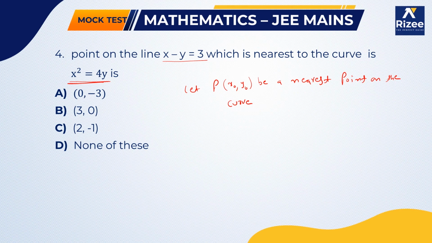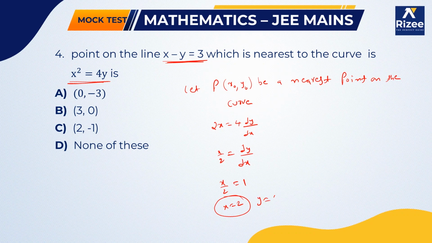I am differentiating the equation x squared equals 4y. That gives 2x equals 4 dy/dx, which is x/2 equals dy/dx. From this, the nearest point means the derivative x/2 equals 1, so x equals 2. Substitute the x value in this equation, we get y equals 1. So from this, x minus y equals 3.